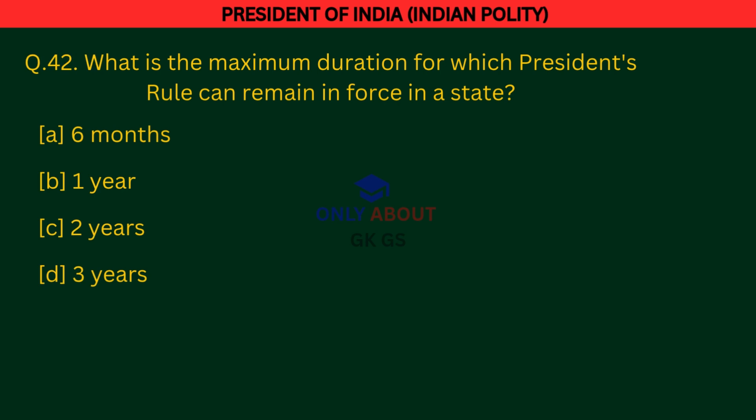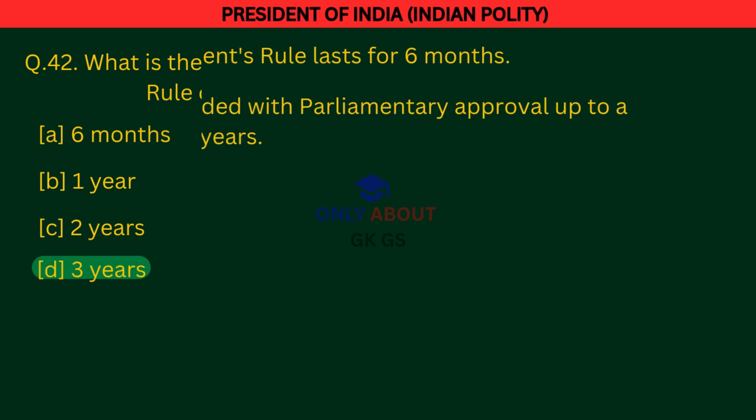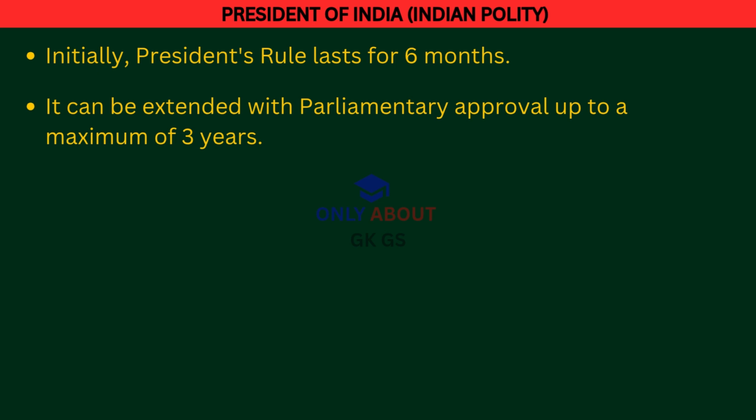Next question. What is the maximum duration for which President's rule can remain in force in a state? Correct answer: 3 years. Initially, President's rule lasts for 6 months. It can be extended with parliamentary approval up to a maximum of 3 years.